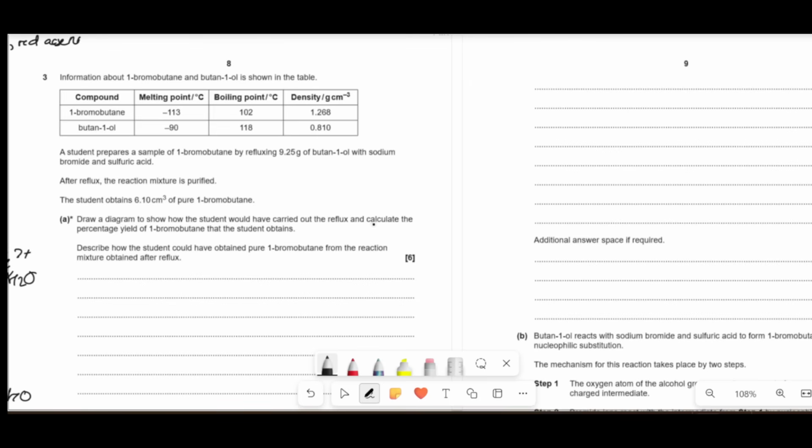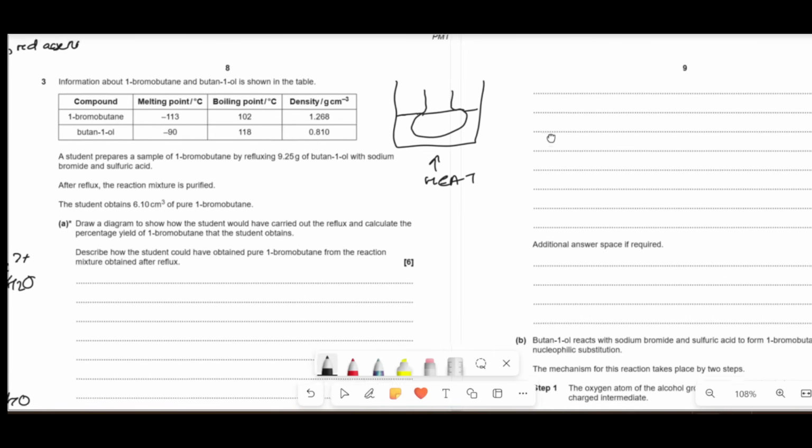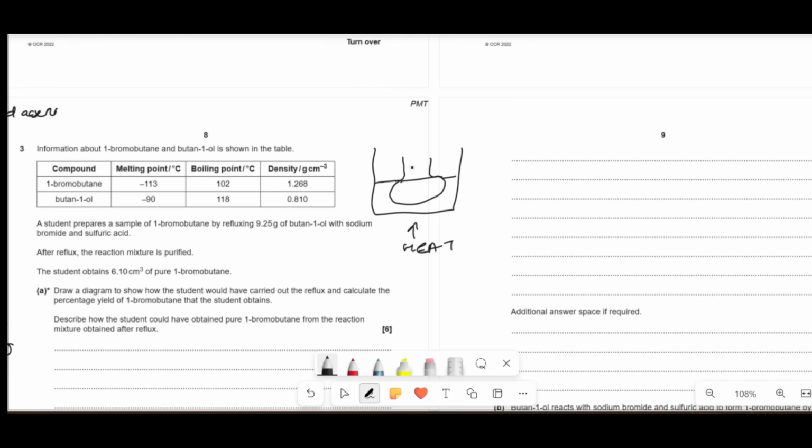So it says draw a diagram to show how the student would have carried out the reflux and calculate the percentage yield of the 1-bromobutane that they obtain. Describe how they could have obtained 1-bromobutane from the mixture obtained after reflux. So, I'm just going to do it here out of the way. So we've got a beaker with our reactant, so a round bottom flask, and then we've got our beaker with water, and then we've got heat. And then connected to it is going to be a little bung there, and then a Liebig condenser as well.